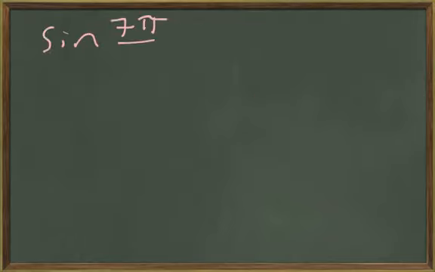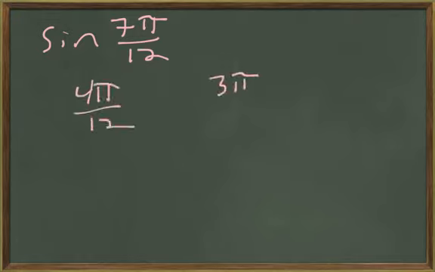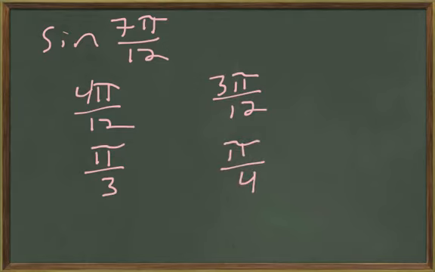Okay, now 7 pi over 12, that's the same as 3 pi over 12 plus 4 pi over 12, is the same as 5 pi over 12 plus 2 pi over 12, and so on and so forth. But if we use that 4 pi over 12 and that 3 pi over 12, 4 pi over 12 is the same as pi over 3, and 3 pi over 12 is the same as pi over 4, which we're going to be adding together.